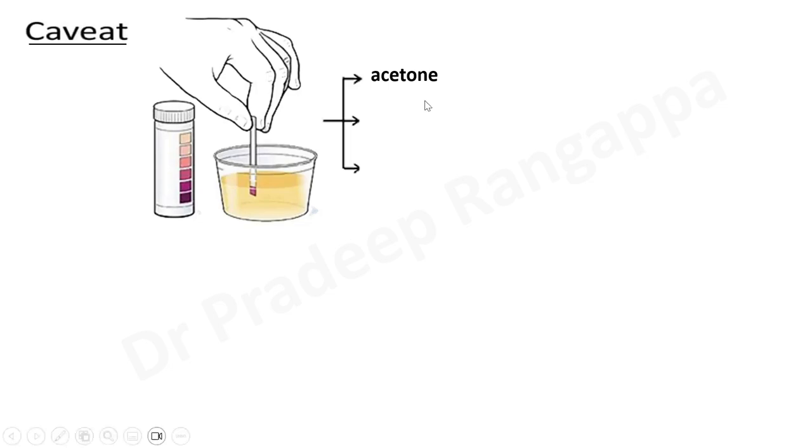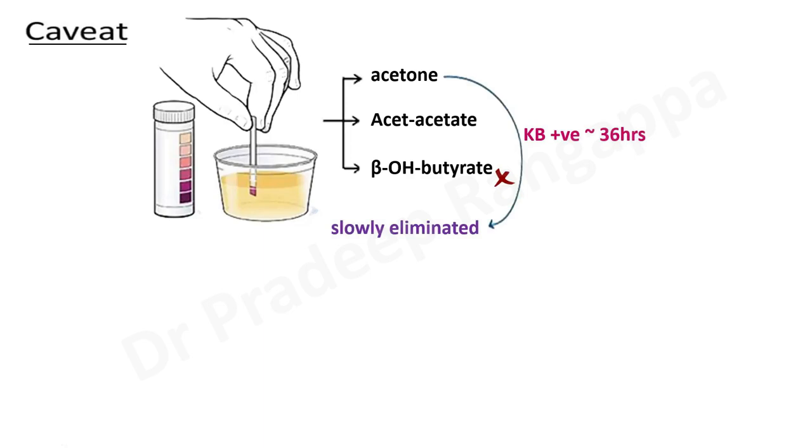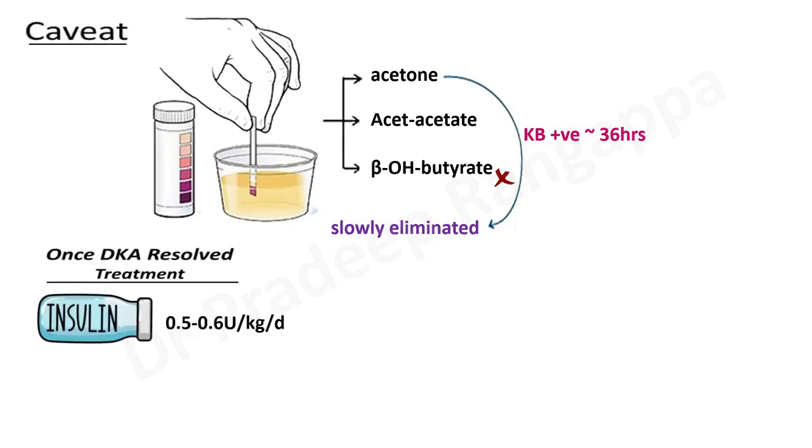And it checks to some extent acetoacetic acid, but it does not check for beta-hydroxybutyrate. And this acetone is very slowly eliminated. So it will be persistently present in the circulation for up to 36 to 48 hours. That's why you see a much longer time for the whole acidosis to settle, despite having corrected your fluid status and despite having gotten the sugar levels down.